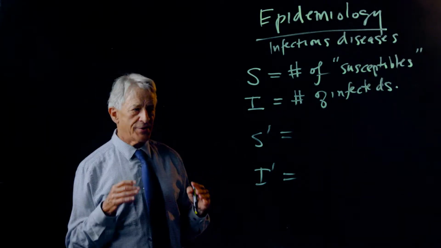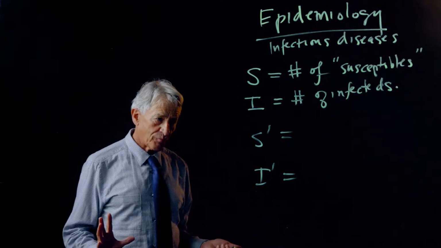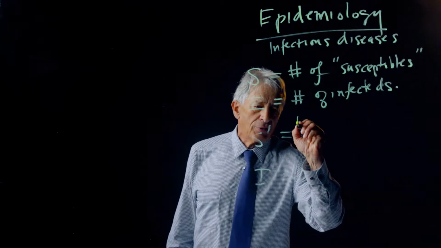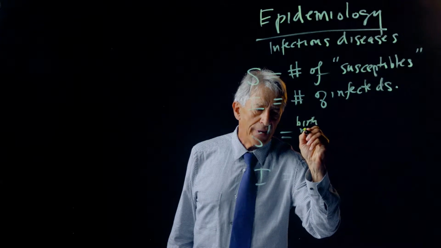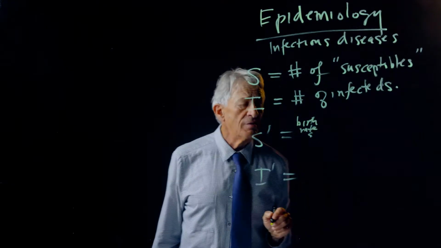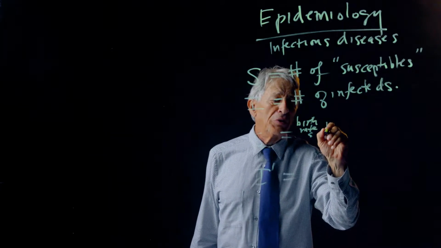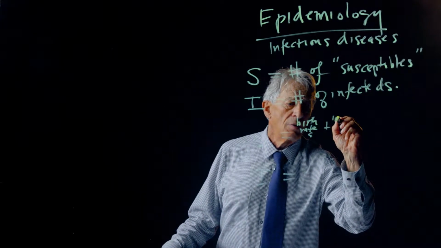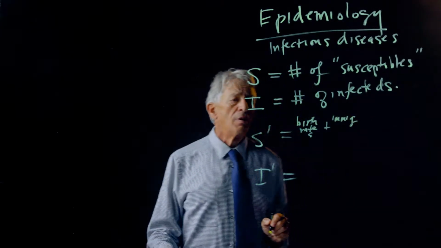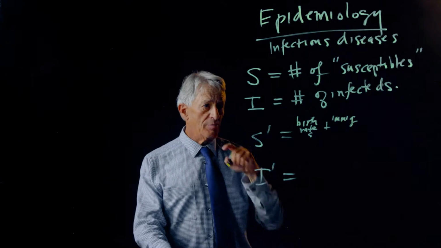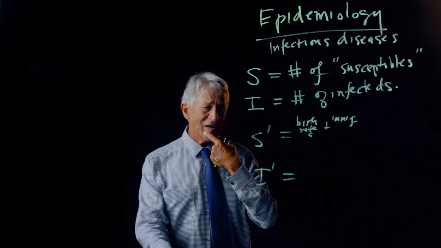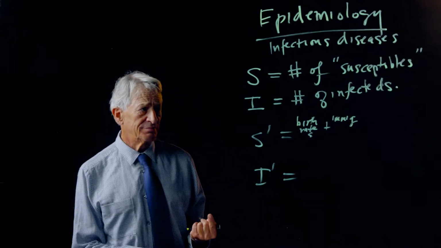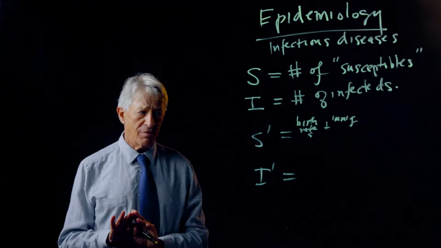let's ask ourselves, what makes S go up? What makes S go down? So, what makes S go up? Well, clearly, maybe some kind of birth rate of the S's. Possibly an immigration term. Those are the only major pluses that I can think of right now. And then the big question is, what makes S go down? What makes the number of susceptibles go down?